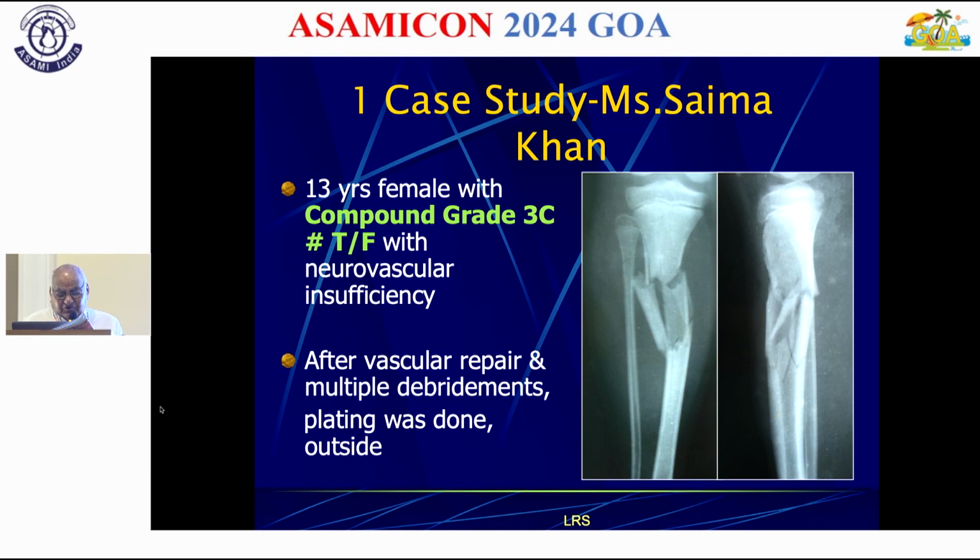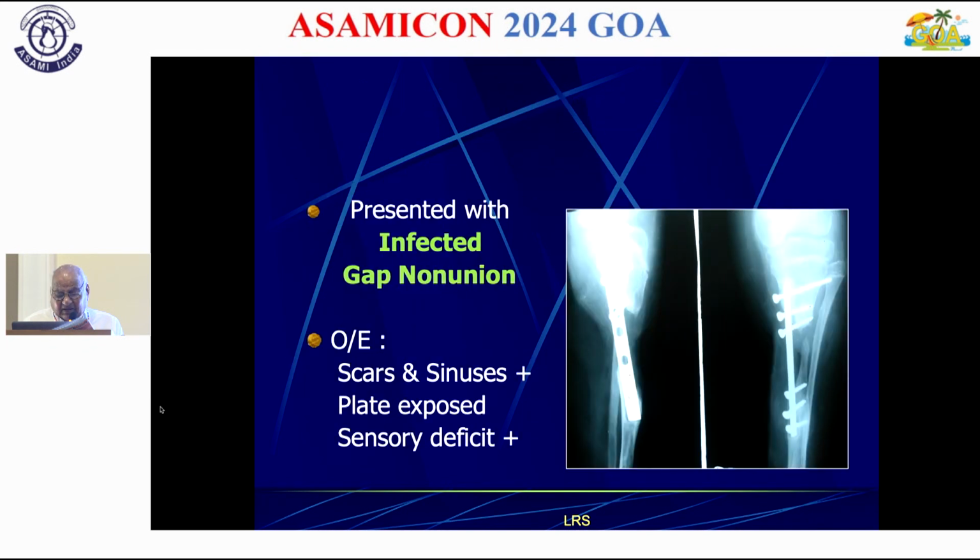Some cases I am going to show you. This is a 13-year-old female with a compound grade 3C fractured tibia fibula with neurovascular insufficiency. After vascular repair and multiple debridements, plating was done outside. This was the plating done, and she presented with an infected gap non-union with plate exposed. Scars and sinus are present, plate exposed, sensory deficit.